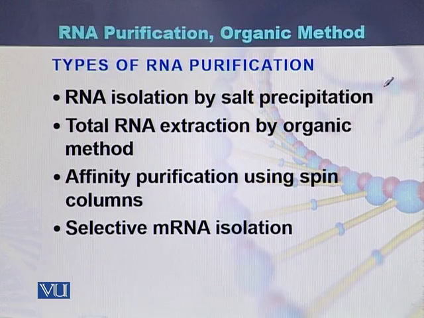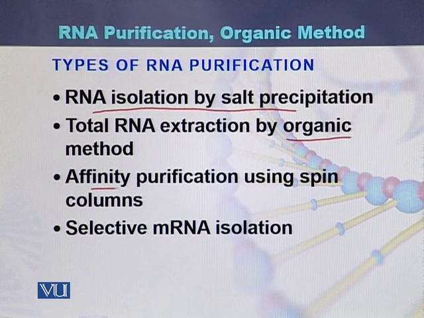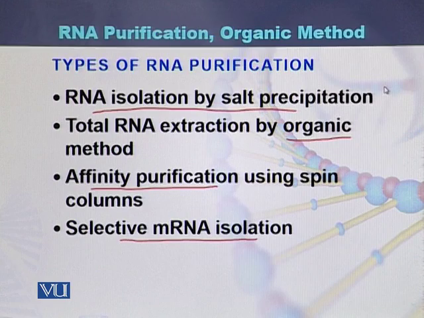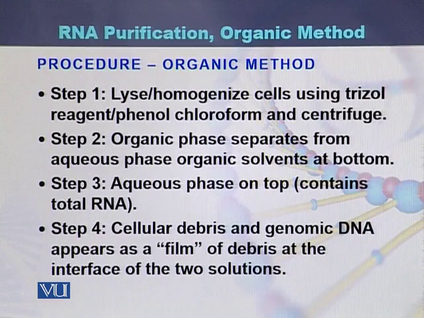The most common protocols or methods by which we can purify the RNA are RNA isolation by salt precipitation, total RNA extraction by organic method, affinity purification, and selective messenger RNA isolation. So these are some of the most common methods by which we can purify the RNA from the cells, from the tissues, or from the body fluids. Here we will see the procedure of how we purify RNA by using the organic method.